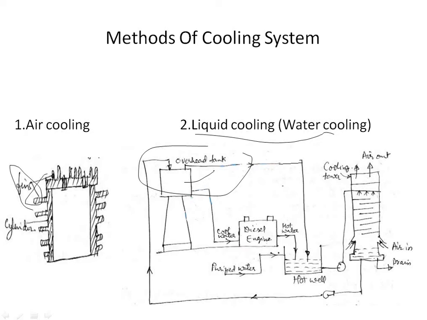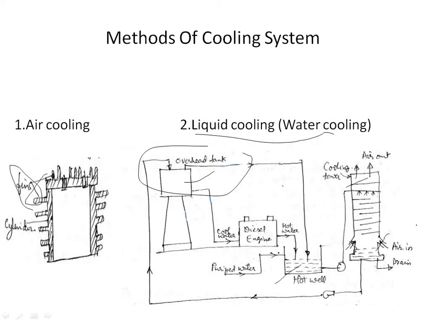Cooling water flows to the engine around the cylinder through the cooling jackets, absorbs heat and gets collected in a hot well. This is the hot well where the water is collected. The hot water from the well is pumped to the cooling tower and sprayed from the top. This is the cooling tower, and this is the position where spraying is going on, you all can see.